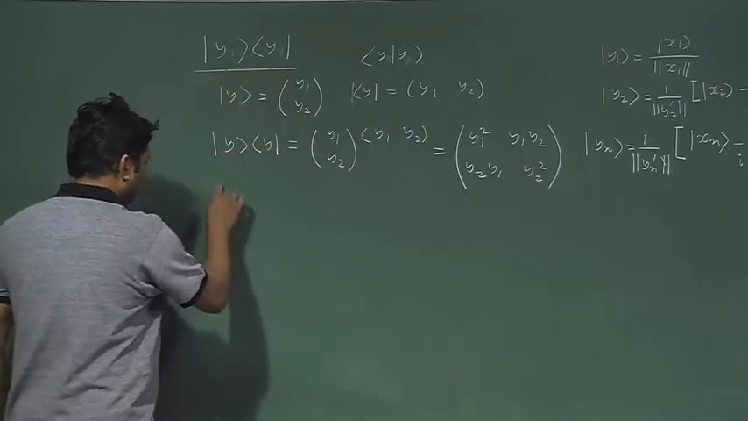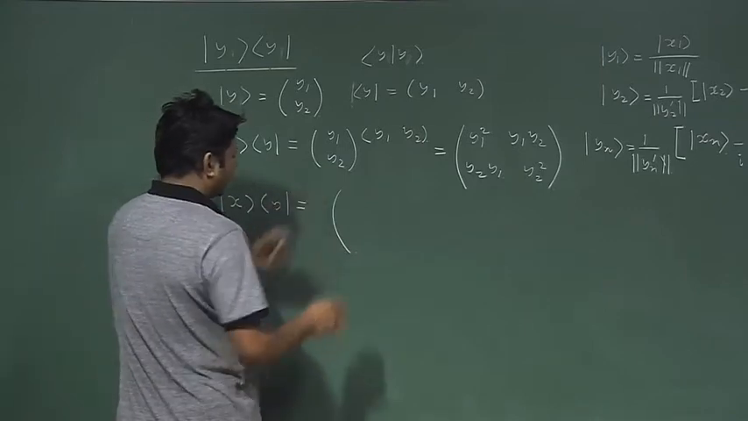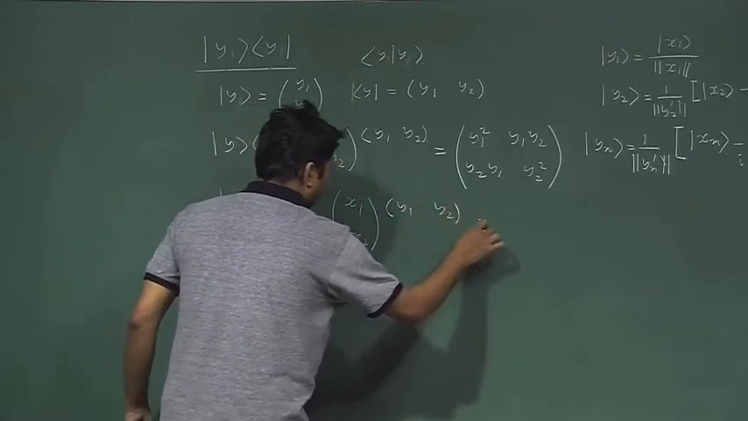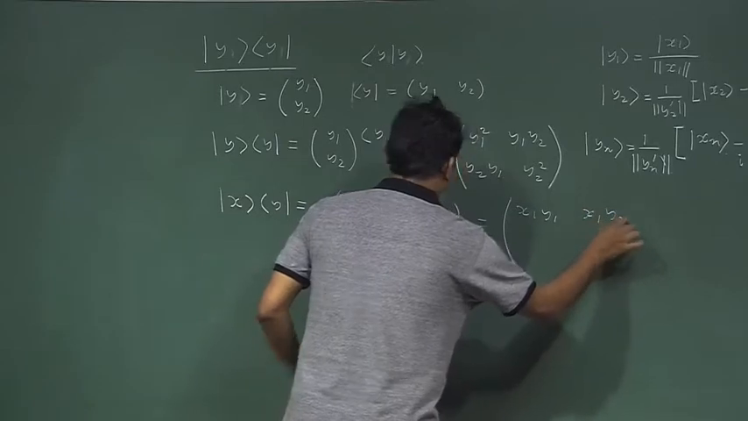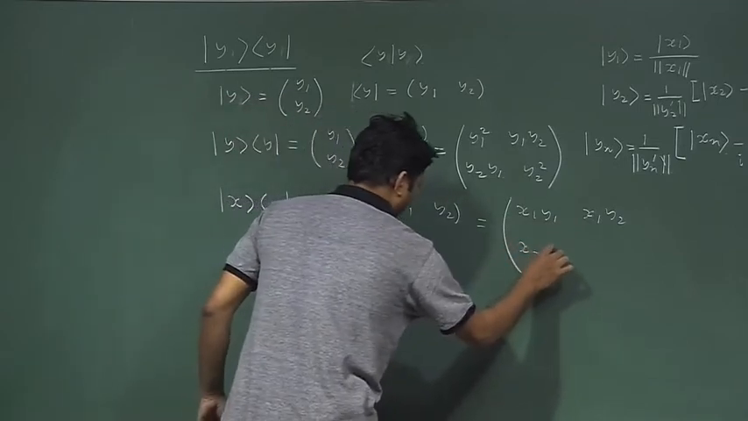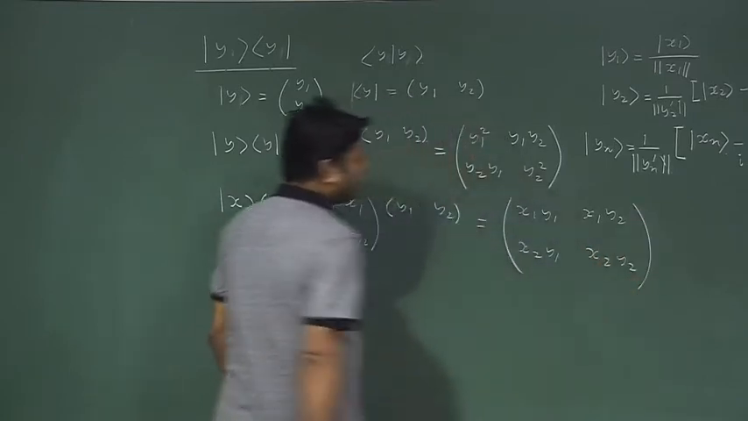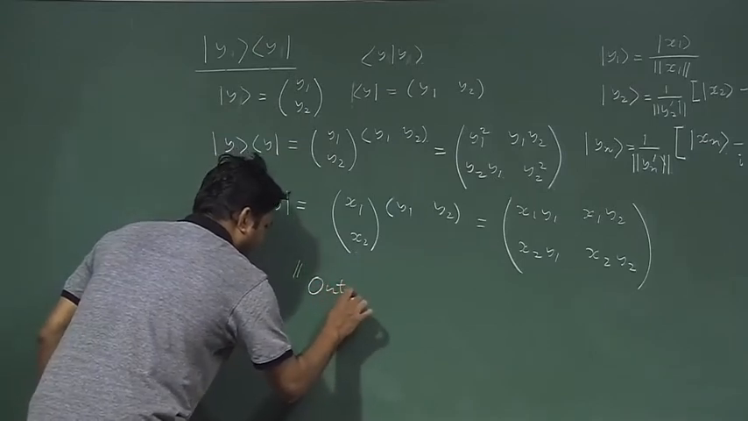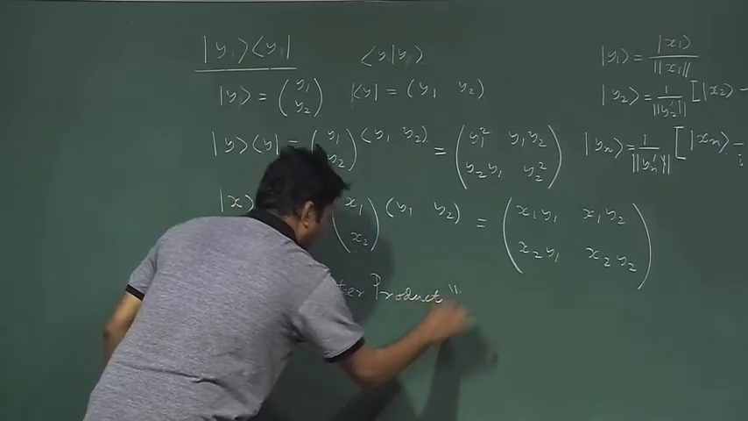If it is not y with y, but x with y, for example, the result will be x1, x2 in general and y1, y2 in general. Then it will be x1 y1, x1 y2, this multiplied by this, this multiplied by this, and so on for each entry. So this forms a matrix, and this is called the outer product.